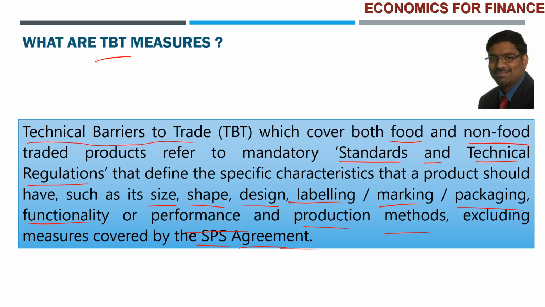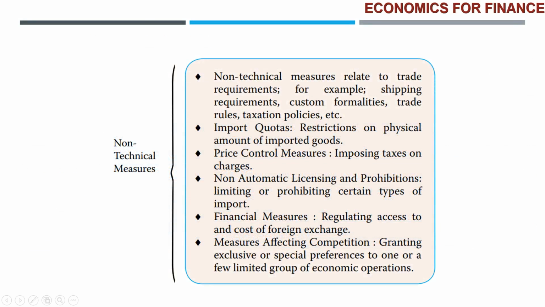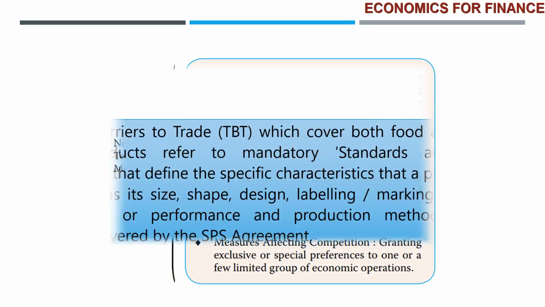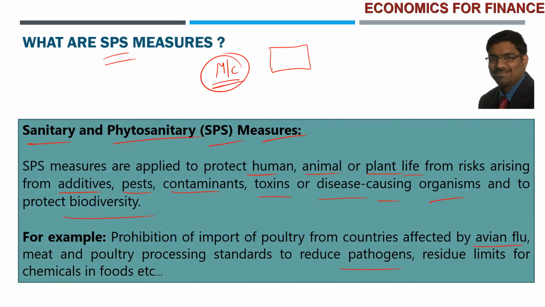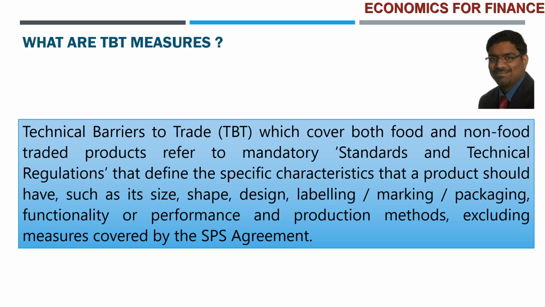In addition to them, any country can take TBT measures also, which will cover not only food products, even non-food products also are covered under TBT measures, wherein mandatory standards and technical regulations can be specified with the specific characteristics of the product to be complied by the exporters to our country. That specification could be in any of these things: size, shape, design, labeling, marking, packing, functionality, performance, production methods, any of these things. These measures are all called TBT measures. Those are the two technical measures within non-tariff measures. One is SPS, second one is TBT.